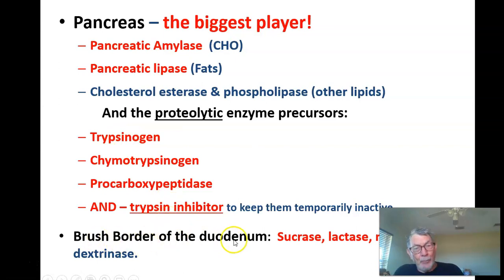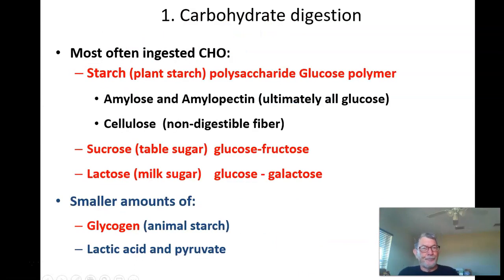And then at the brush border itself, the cells of the intestinal wall make some final enzymes: sucrase, lactase, maltase, alpha-dextrinase, to digest your carbohydrates and the final digestion. Okay, so now we're going to do carbohydrates first and see how they get digested. First of all, most of the carbohydrate we absorbed is starch, which is glucose.